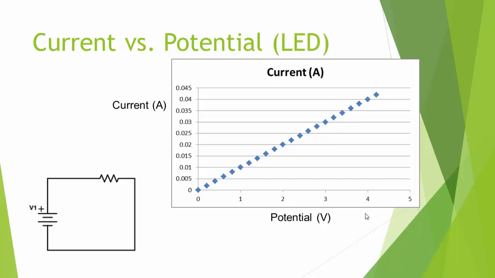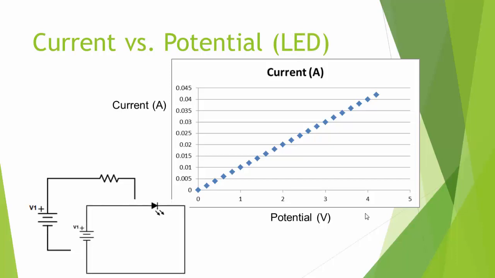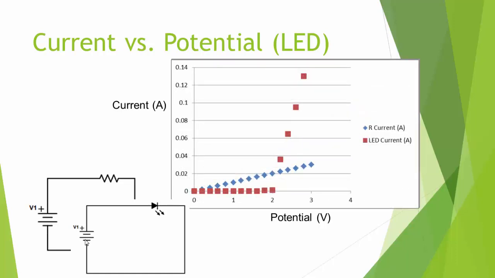Now, LEDs behave very differently. So if we design an LED circuit where we have a light-emitting diode attached to our potential source and we start varying the potential, we see a very, very different profile. So we start off with zero current all the way through until we hit about 2 volts, and then the current shoots up very, very quickly. So this is far from a linear relationship.